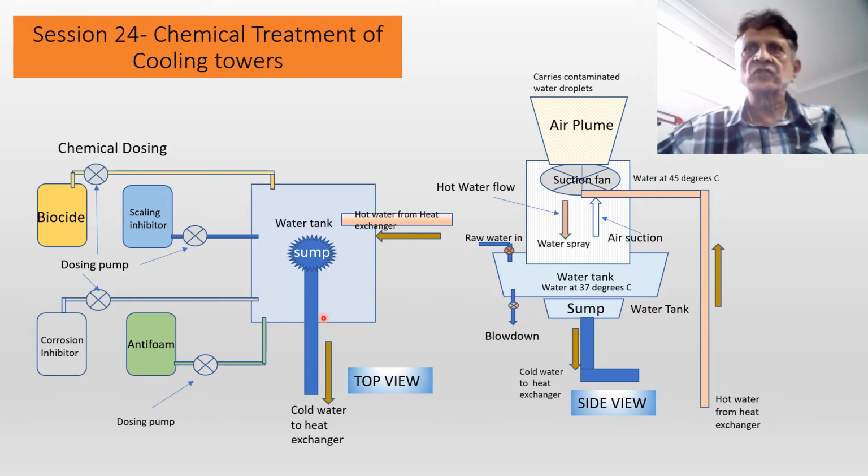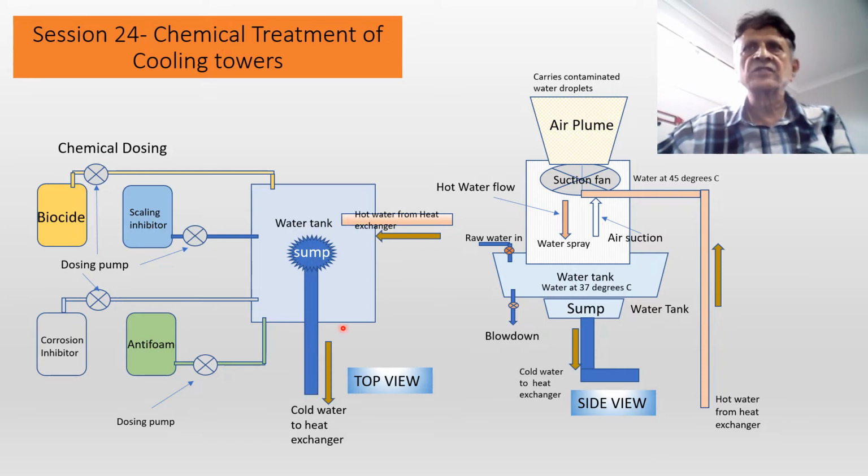Now you're looking at the top view of the system. The water that comes back from the heat exchanger, which is hot, will flow into the top of the tower, and its temperature is at about 48 degrees centigrade.